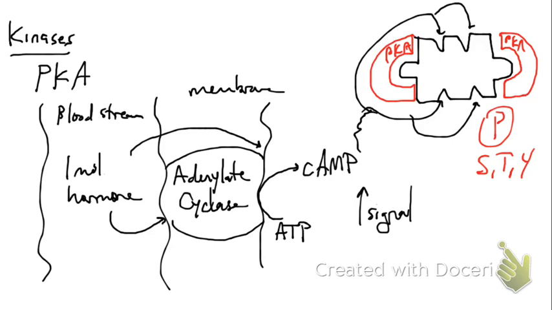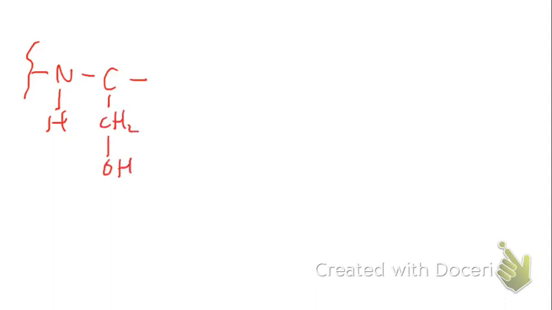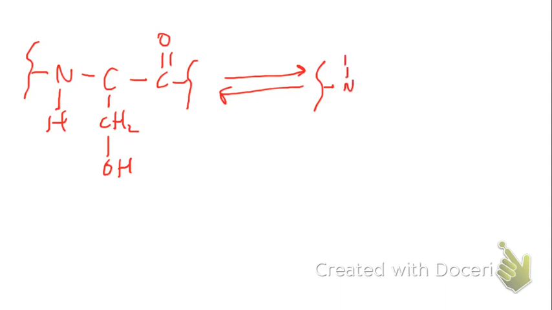And so once the PKA is released, it can go off and phosphorylate. And so what does it do, right? What do these kinases do? So here, let's look at this. Here's a serine residue, and some kinases can do serine, some can do threonine, some can do both, some can do tyrosine only. It depends on the enzyme and its active site.